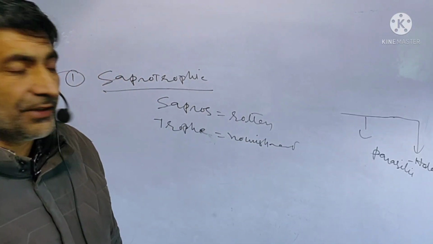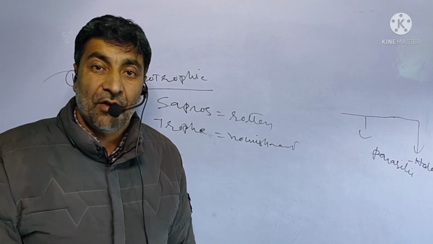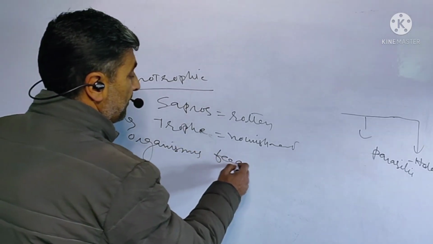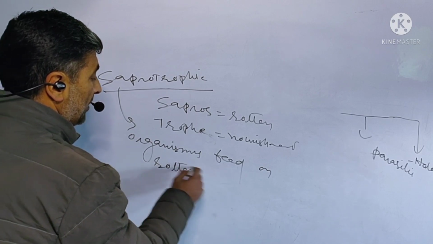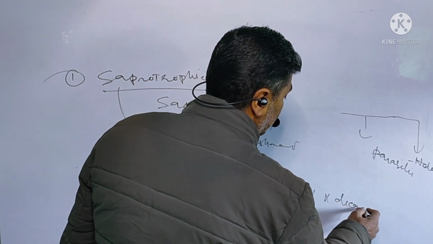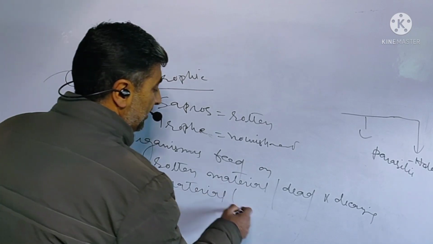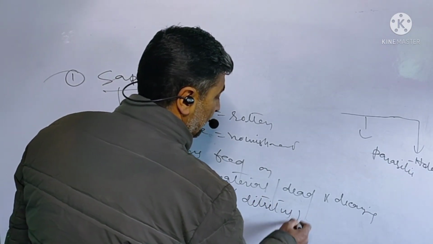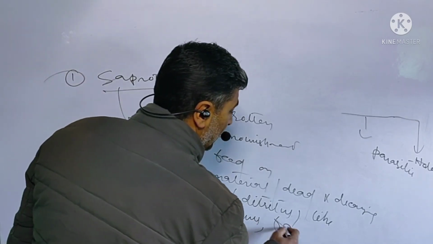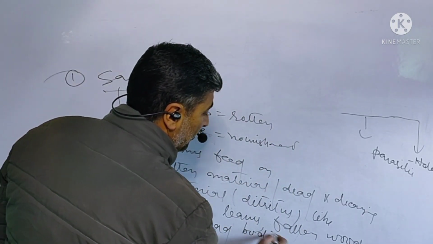What is saprotrophic mode of nutrition? It is the type of nutrition in which organisms feed on dead and decaying matter or rotten material. And this dead and decaying material is called detritus, like fallen leaves, fallen wood, and dead bodies of animals.